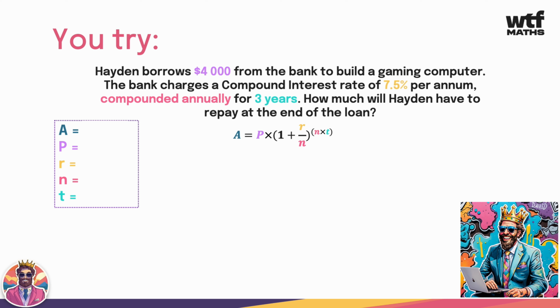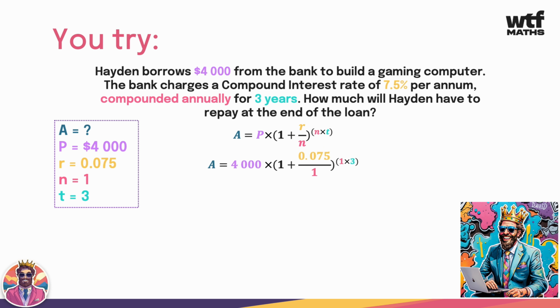Alrighty, let's go through it. So first of all, we don't know the total, so that's what we're trying to find. We know the principal was 4,000, the rate was 0.075 as a decimal, we're compounding once per year, so it's annual, and we're doing it for 3 years in total. So if we substitute those numbers in, we'll get our answer.